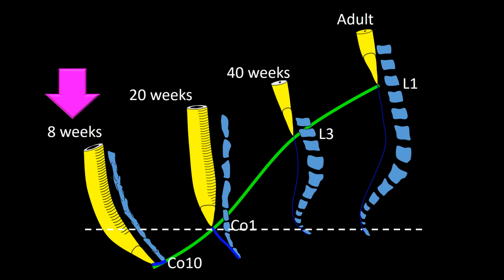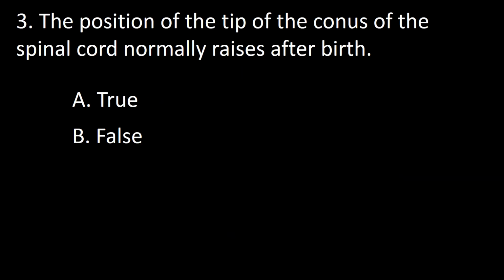So, as you can see here, highlighted by the green line, the tip of the conus rises in relation to the vertebral bodies during prenatal and postnatal life. In my experience, by 52 weeks from conception, the tip of the conus is normally no lower than the first lumbar vertebra. So the answer to this question is A.